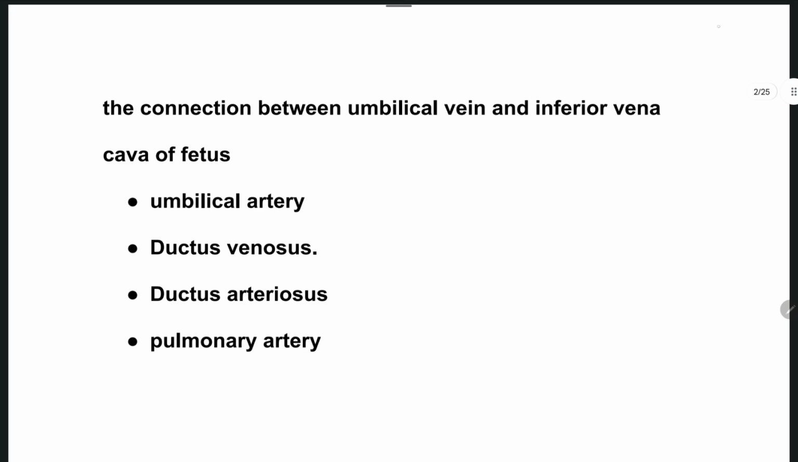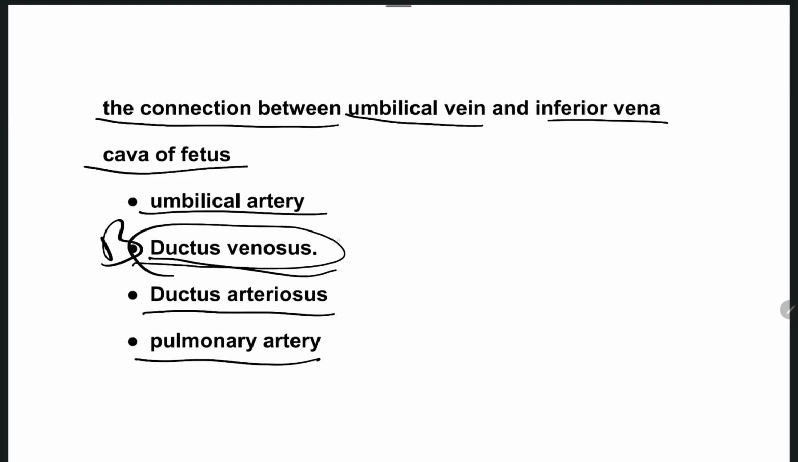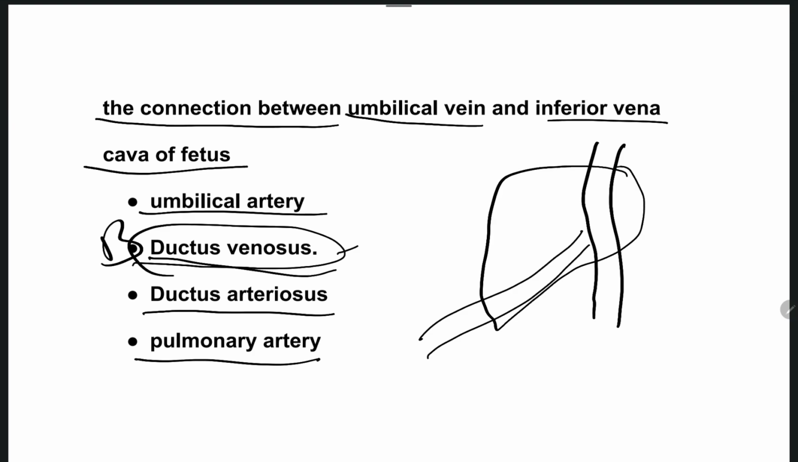The next question is, the connection between umbilical vein and inferior vena cava of the fetus. Options are umbilical artery, ductus venosus, ductus arteriosus, pulmonary artery. The right one is option B, ductus venosus. Ductus venosus is a connection between the umbilical vein and inferior vena cava at the liver. So this is called ductus venosus.